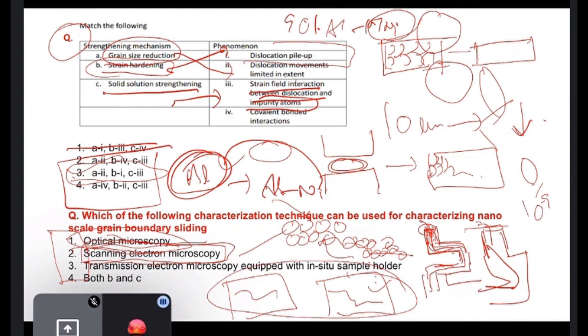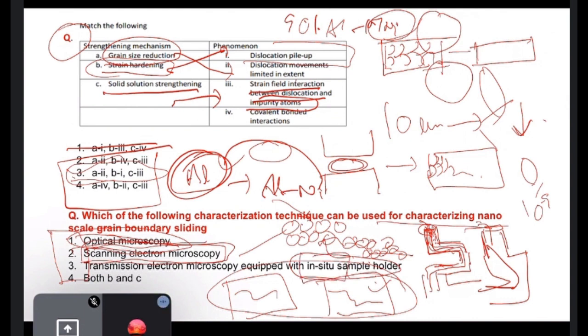But what is the purpose of the question? The purpose of the question is to see the nano sizing with the grain boundary sliding. That means you are reducing the size, and side by side you are able to see what the effect is. So it should be something in situ. In situ means along with time you're able to see the change throughout, till the experiment is running.